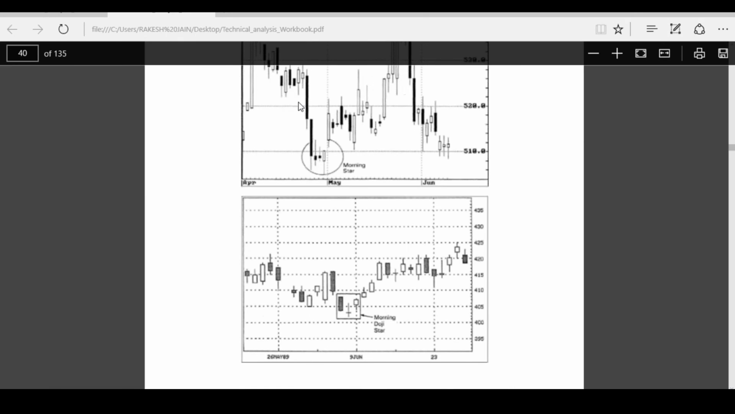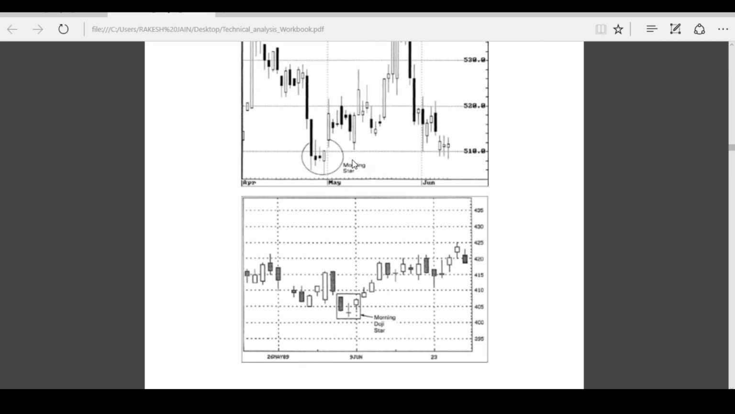Now how do you take a trade? You buy above the high, keeping the low of the star as stop loss. If the low of the star is not the lowest low out of the 3, whichever is the lowest low of recent times, keep it as stop loss and buy above the high. You can have a very, very powerful upside move from here on. See an example here.